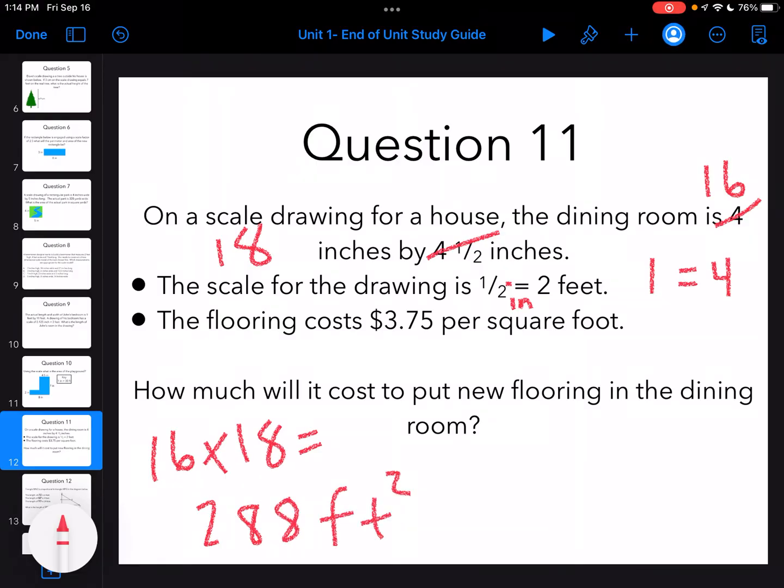Then it says the flooring costs $3.75 per square foot. So I have to multiply that by $3.75. And I get $1,080.